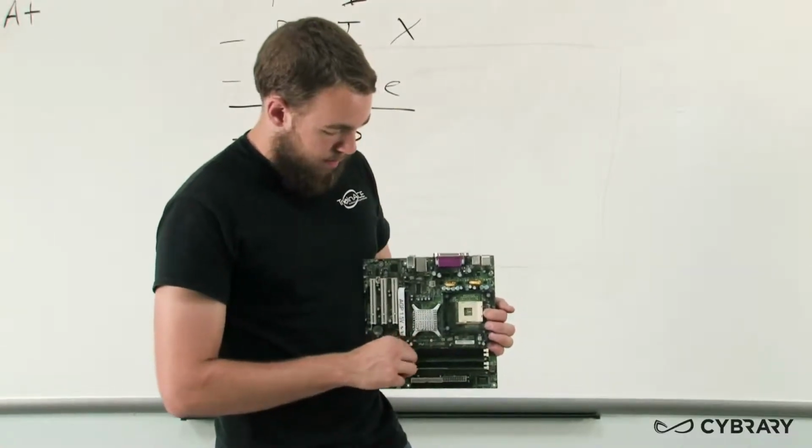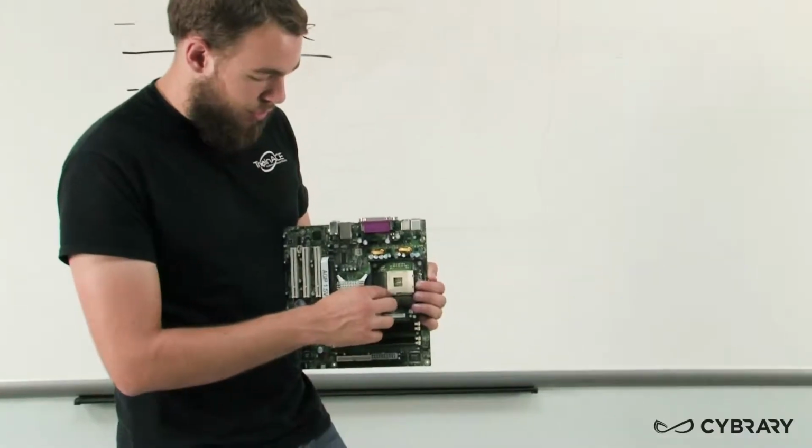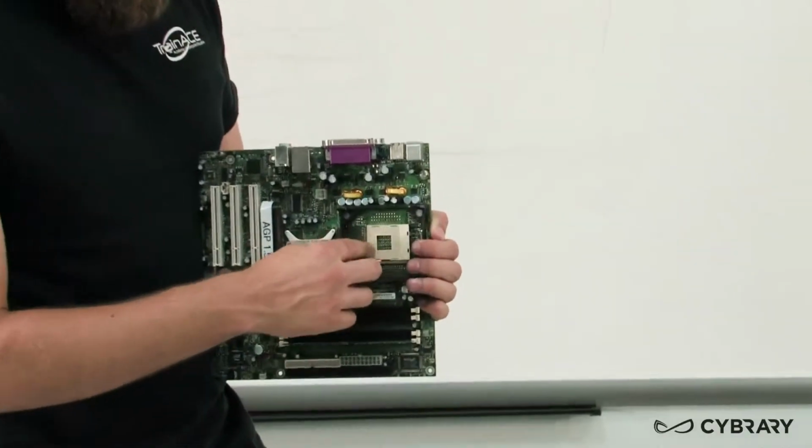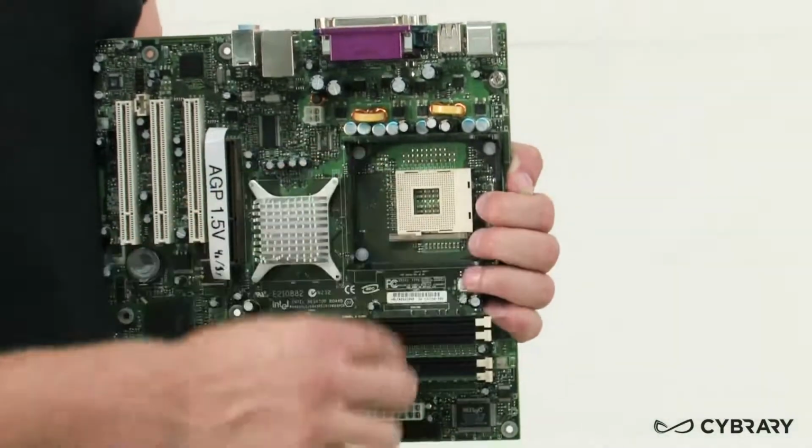Again, these memory slots, the RAM slots, are going to be located usually in general proximity to your CPU, because the CPU, your central processing unit, and your memory cards, your memory slots, talk all the time.